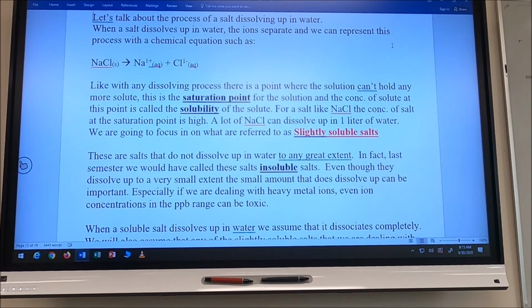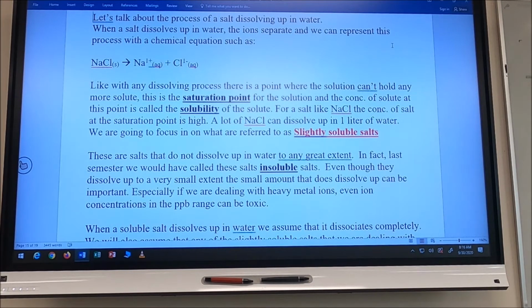But what we're going to focus on here in Chapter 17 are what are referred to as slightly soluble salts: salts that dissolve in water to a very, very small extent. This indicates that the strength of the ionic bond is pretty good in these compounds, because think about it: in the dissolving of a salt in water, they're giving up an ionic bond for an intermolecular interaction. So slightly soluble salts do not dissolve in water to any great extent.